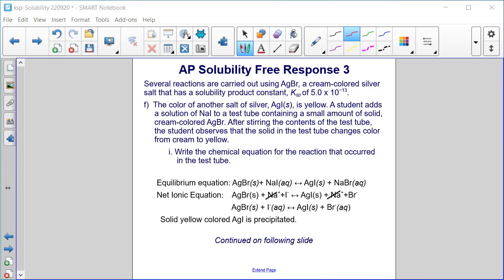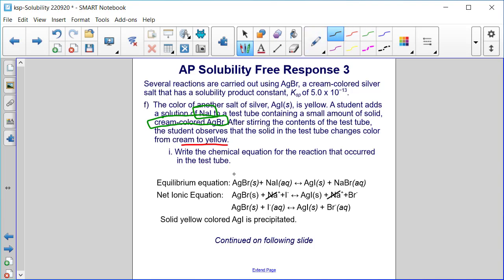Okay, so we start with cream-colored silver bromide in the test tube. You see they have silver bromide in the test tube and a solution of sodium iodide, so aqueous sodium iodide. And it goes from cream to yellow, which means that we must end with the sodium iodide solid, yellow.